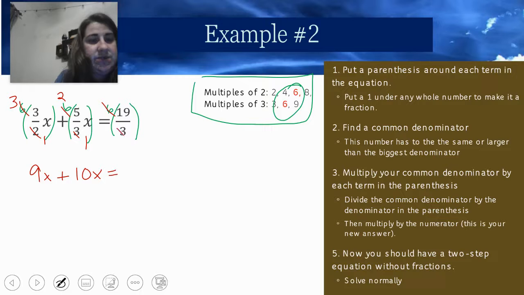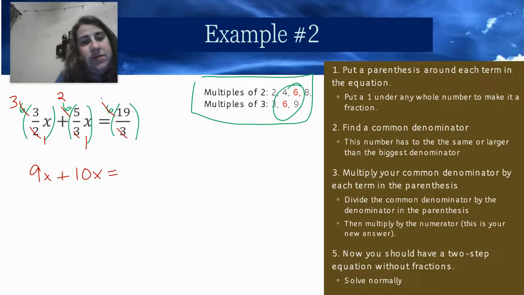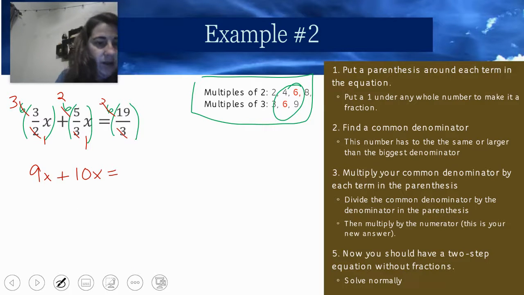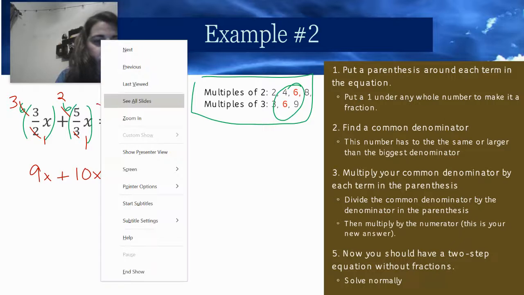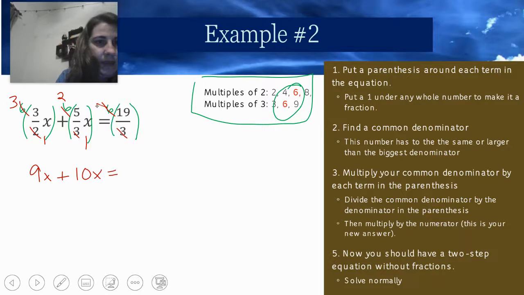And then 6 and 3, that reduces down to 2 and 1. So see, 6 divided by 3 gives me 2. Now I'm multiplying that by 19 to get 19 times 2 is 38. Okay, now I can just solve it normally.